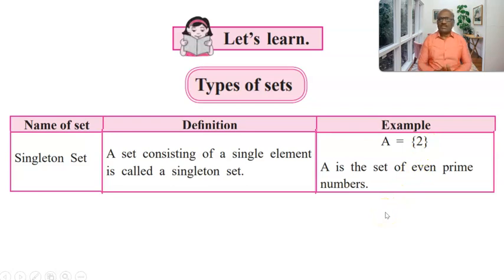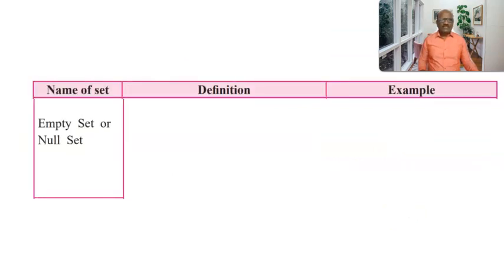Even prime number फक्त एकच आहे. Prime numbers means what? The numbers which are divisible by 1 and itself only. The prime numbers are 2, 3, 5, 7, 11. These are the prime numbers, but we want here even prime numbers, and therefore this is the example of a singleton set.